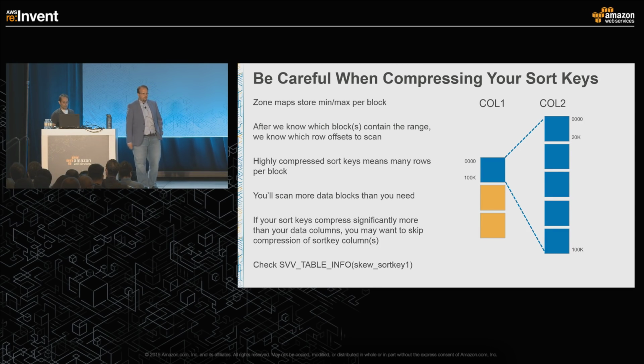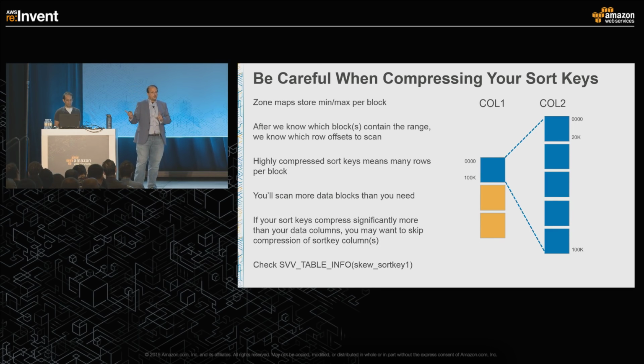Talking about compression, be careful when you compress your sort keys. On Redshift, we use zone maps to figure out which blocks we're going to actually scan. We start on the sort key because your workload is likely to be on the sort key. And if, for example, you have column 1 as your sort key, and it's highly compressed, I have 100,000 rows on a single block. When I find the one row I'm looking for, it marks that block. Okay, I need to scan the row offset of this block. So I'm going to scan between rows 0 and 100,000.